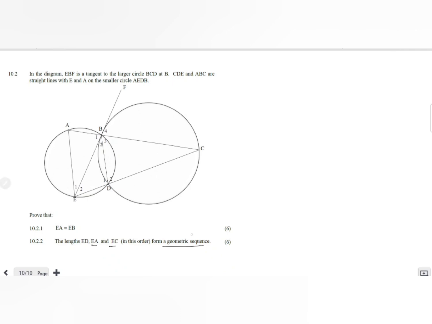See, you know that a geometric sequence is part of number patterns, and this one that we are in is Euclidean geometry, isn't it? But it can come like that. So you just follow the rules. In that order means this is our T1, then T2, and this is T3. So 10.2.2.